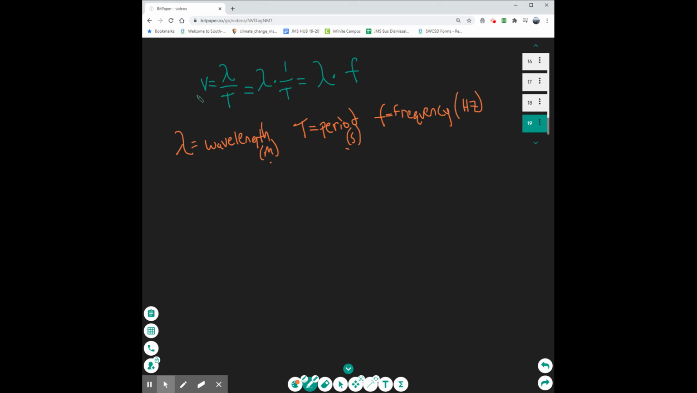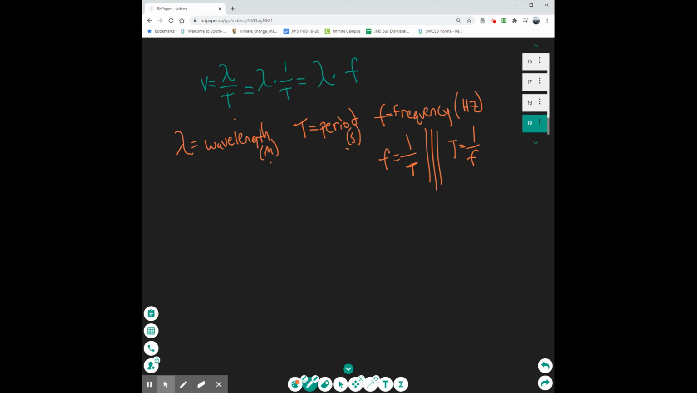We can also say that that's equal to wavelength times 1 over t, like you probably have learned in algebra class. Wavelength over period, lambda over t, is the same thing as lambda times 1 over t. And we know that frequency is equal to 1 over period. They're inverses of one another. And period is equal to 1 over frequency, in case you need to know that.